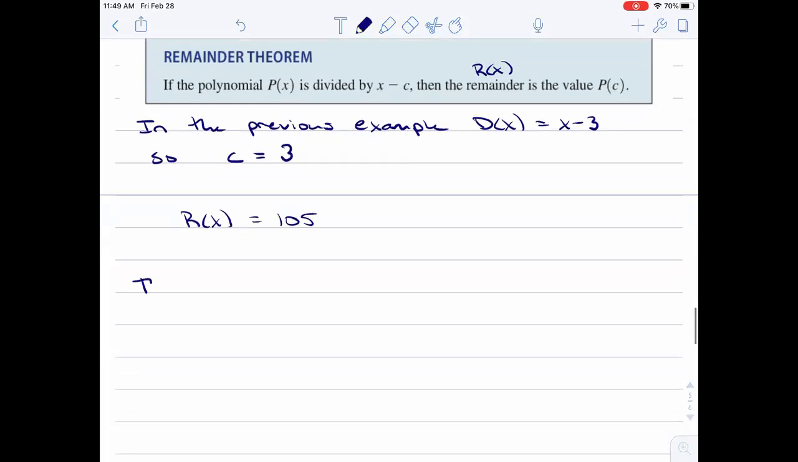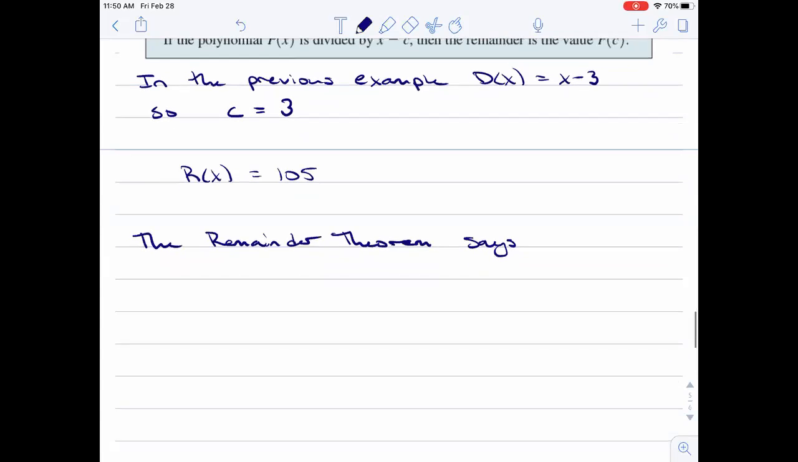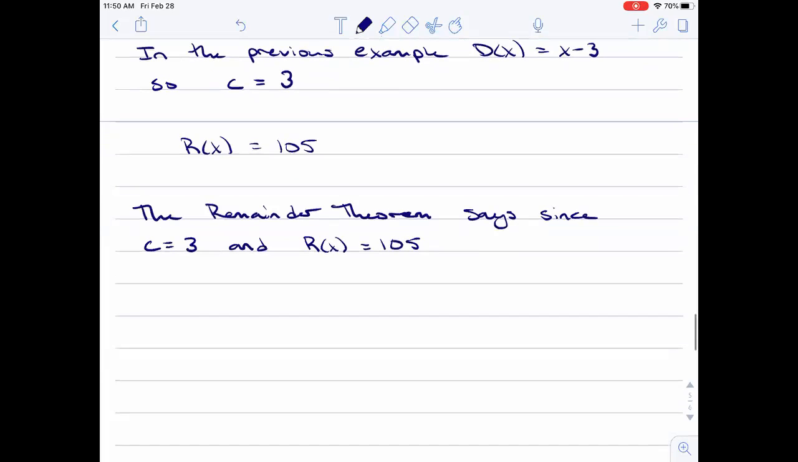And the remainder theorem says that since c is 3 and r of x, the remainder, is 105, the polynomial evaluated at x equals 3, right, p of 3, must be 105.